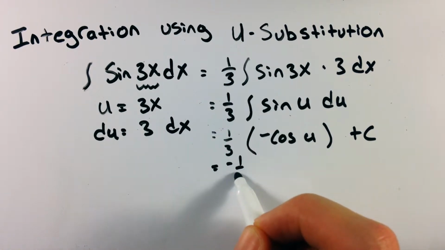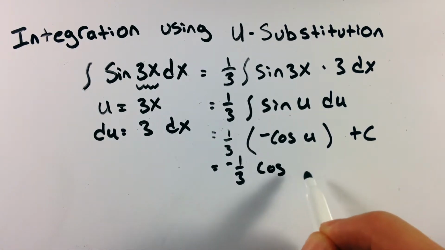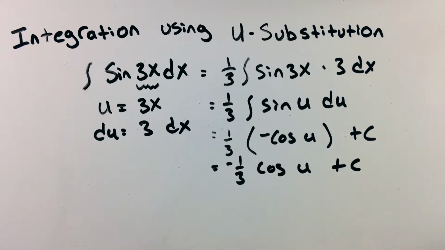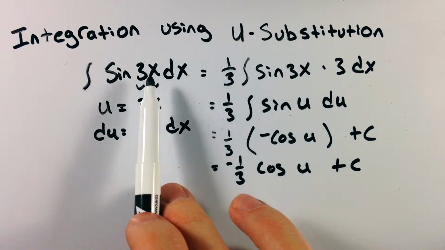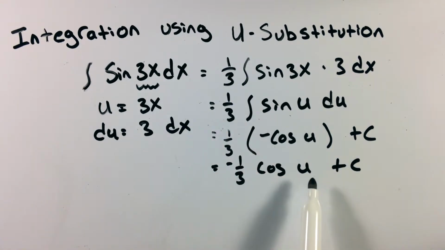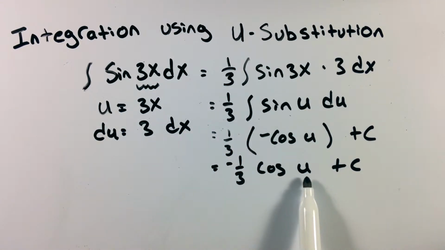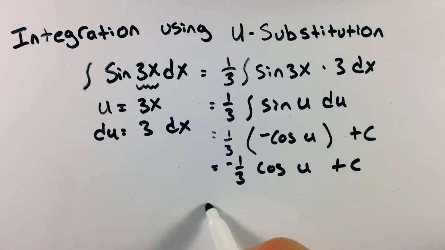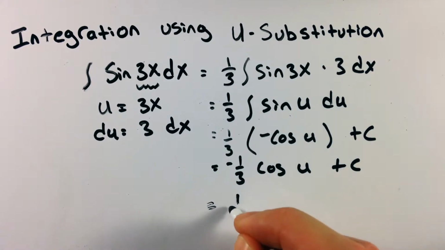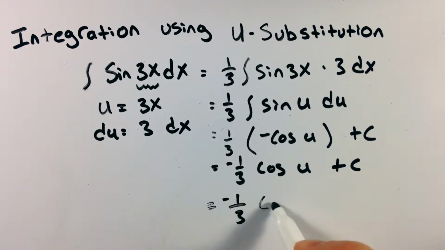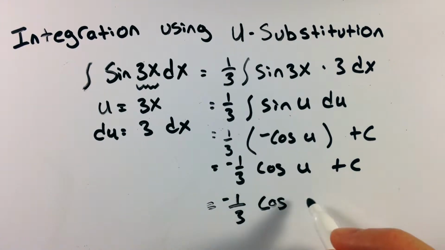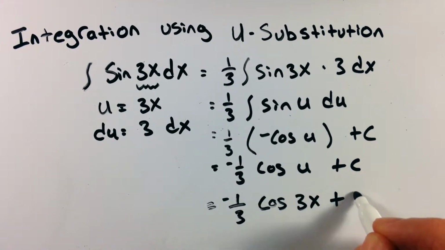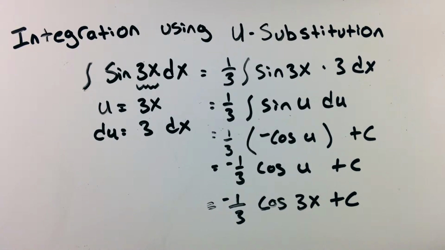I have a negative 1/3 cosine u plus c, but my original equation started with 3x. But u equals 3x, and now I can substitute that u back in for this u, and I'm left with a negative 1/3 cosine of 3x plus c. Now that was an easier integral. Let's see if I can get one that's a little more complicated.